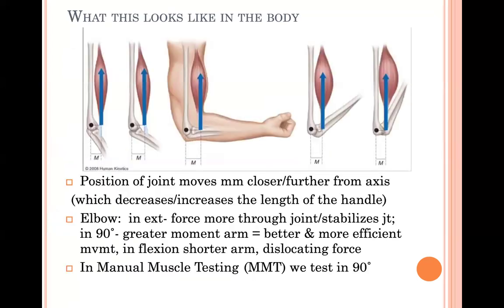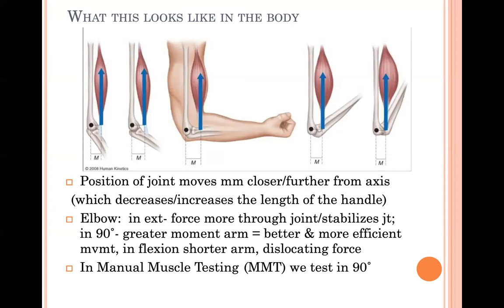So what this looks like in the body, we have the position of the joint moving the muscle closer or further from the axis, which can either decrease or increase the length of the handle. So for example, the elbow in extension, the force is more through the joint and stabilizes the joint. However, at 90 degrees, there's a greater moment arm, and that lends itself to more efficient movement. In flexion, there's a shorter arm, and that's a dislocating force.